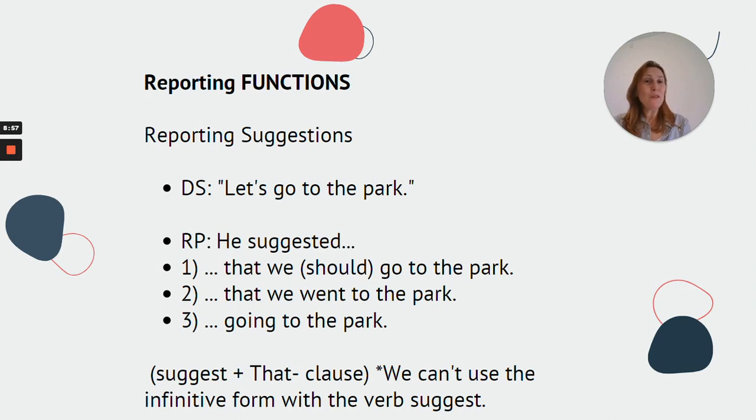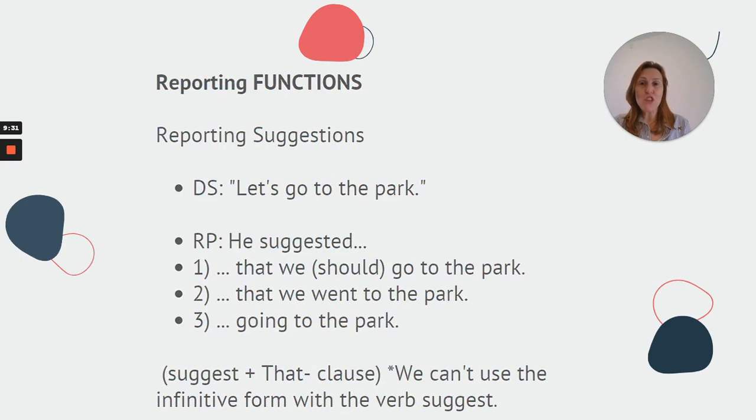But when using the verb suggest, it's a different story. In direct speech, "Let's go to the park" can be reported in three different ways. He suggested that we go to the park, or that we should go to the park. He suggested that we went to the park, or he suggested going to the park. So we use suggest plus a that clause, and we can't use the to infinitive form with the verb suggest.